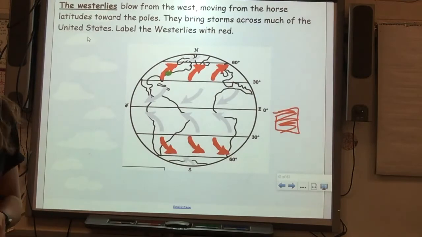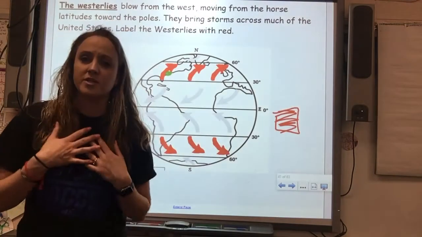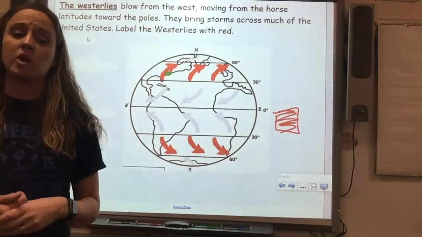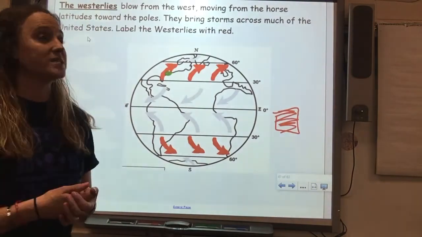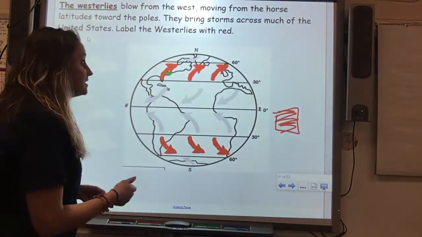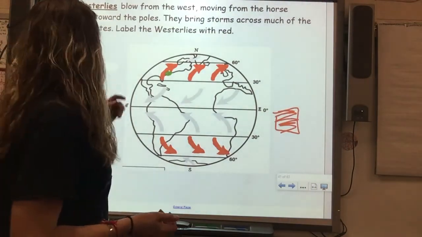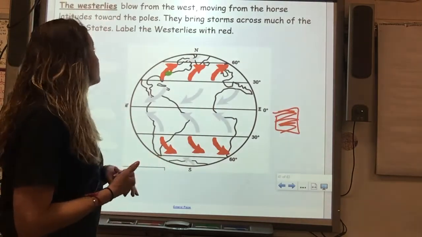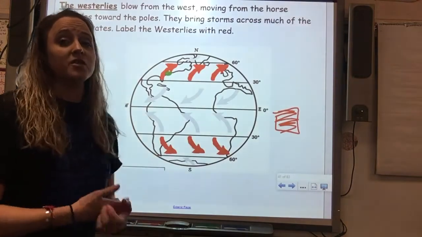Now, this is the one that is important to know because of the region that we live in. These are our westerlies, and we call them the prevailing westerlies. And they blow from the west to the east, from the horse latitudes across toward the poles. They bring storms across much of the United States.